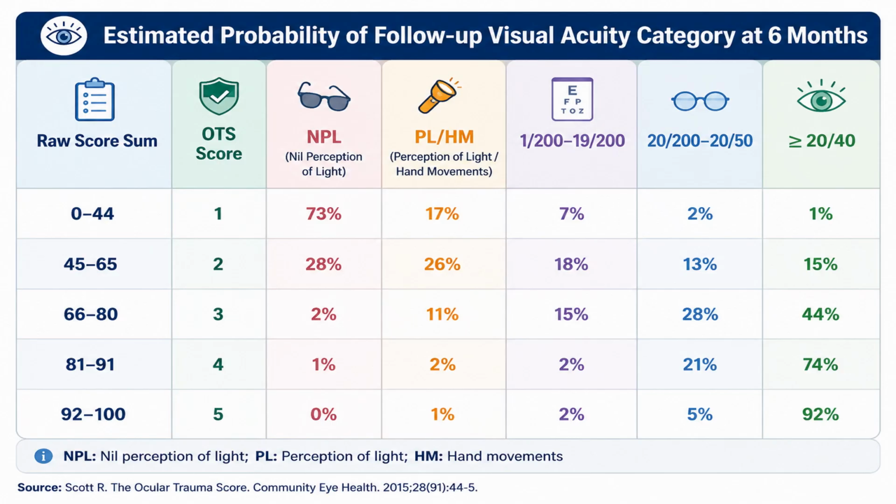The Ocular Trauma Score is a valuable tool for prognostication, patient counseling, and discussing expected visual recovery after ocular trauma. I hope these mnemonics and visual memory tricks make the ocular trauma score much easier to remember.